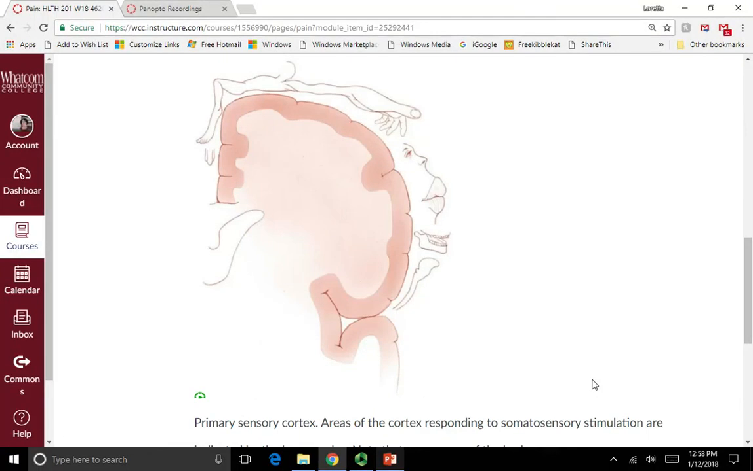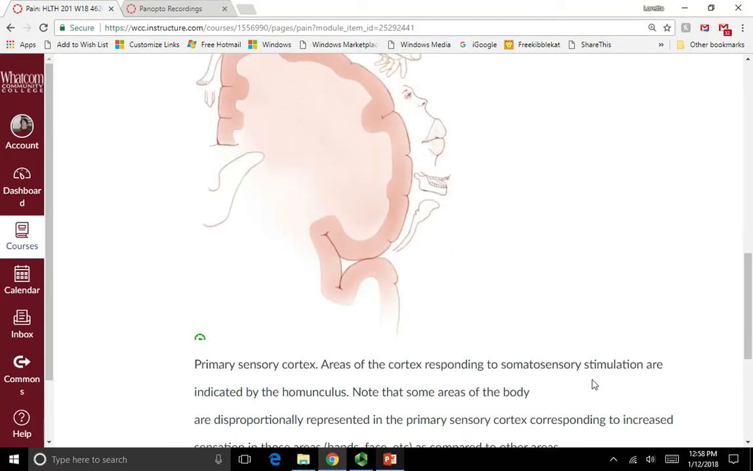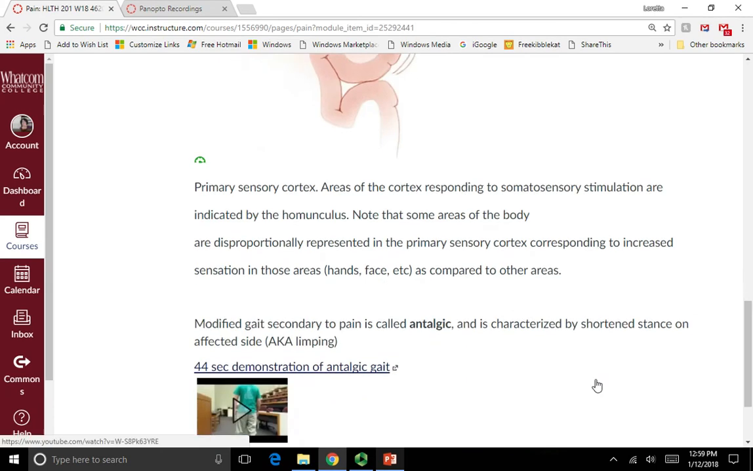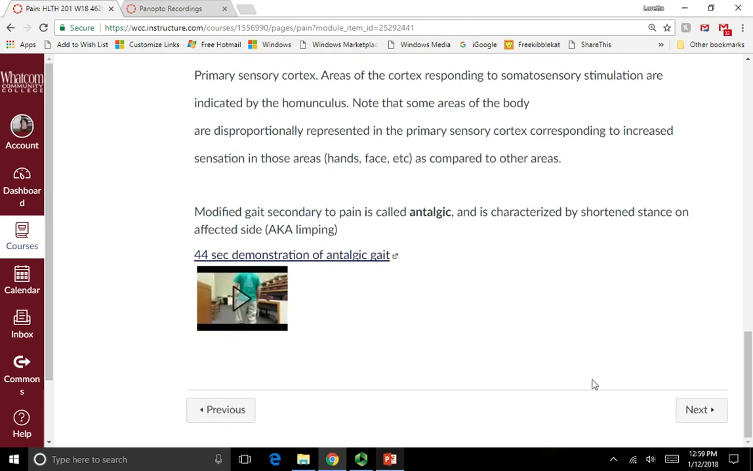This is the sensory homunculus again. The areas of the primary sensory cortex correspond to somatosensory stimulation in individual areas of the body. And as I said in the previous chapter, some areas of the body are disproportionately represented due to increased sensation in those areas. So our hands and our face have more sensation as compared to other areas.